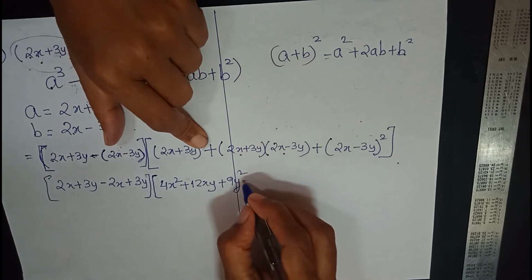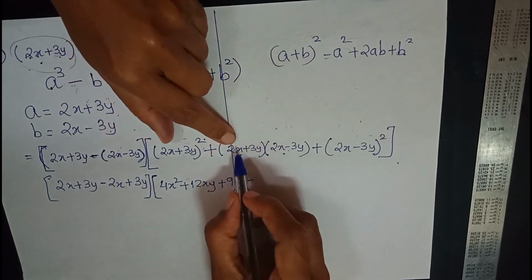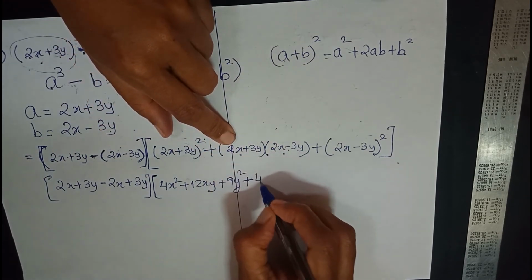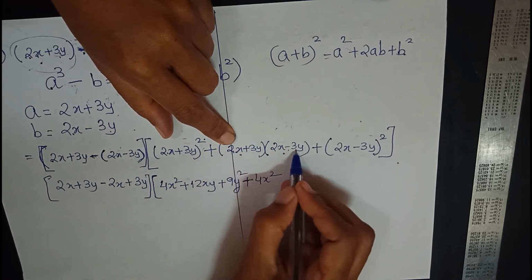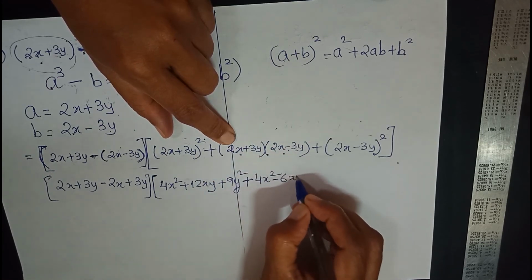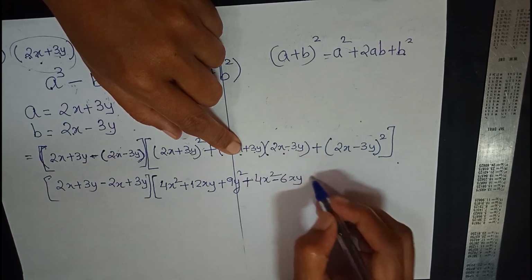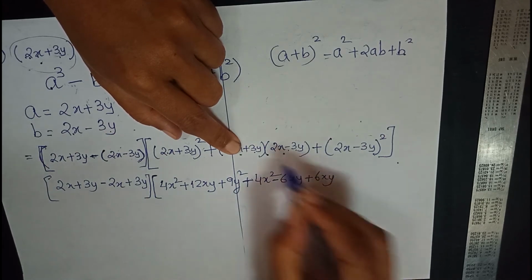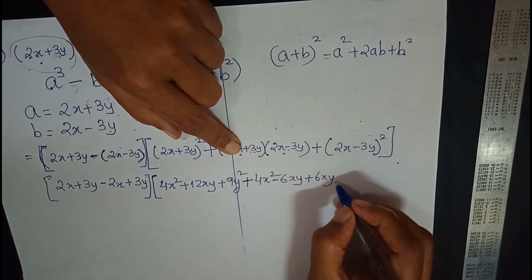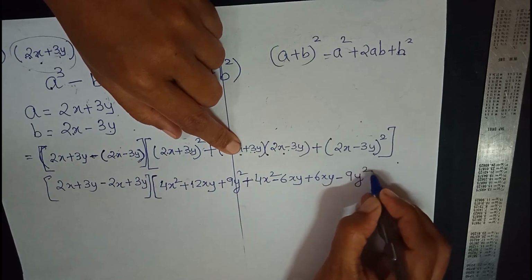Now let's do this multiplication. Binomial with binomial. 2x into 2x, 4x square. 2x into minus 3y, minus 6xy. 3y into 2x, plus 6xy. Plus 3y into minus 3y, minus 9y square.